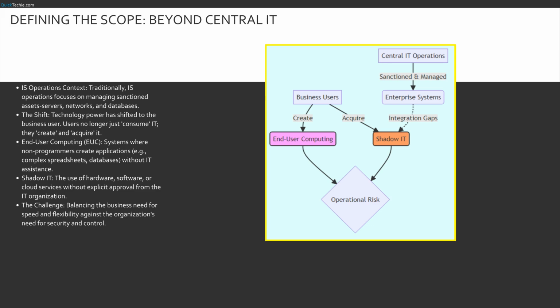This diagram illustrates the separation of environments. On the left, we have central IT managing enterprise systems. On the right, business users are acting independently. They create end-user computing assets and acquire shadow IT. Notice how both user-driven paths feed directly into operational risk, the central diamond. Also, note the dotted line. Often, shadow IT creeps in because of integration gaps in the sanctioned enterprise systems.